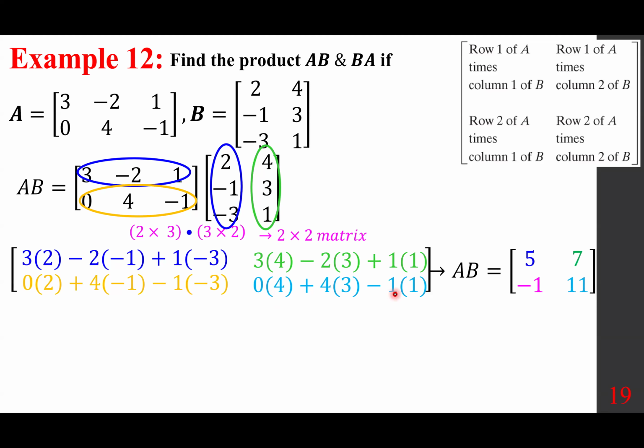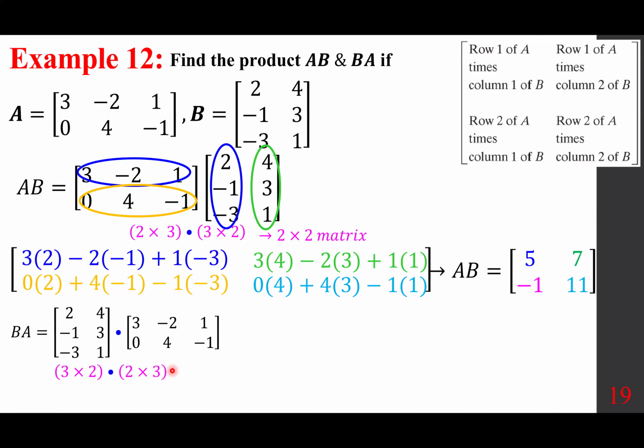Let's look at BA. And again, dimensions. B is 3 by 2 here, A is 2 by 3 here. Okay. So because these two inner dimensions are identical, yes, we can multiply B times A. The result should be 3 by 3. The result is a 3 by 3. Okay. And so just as an example, we do some of them.